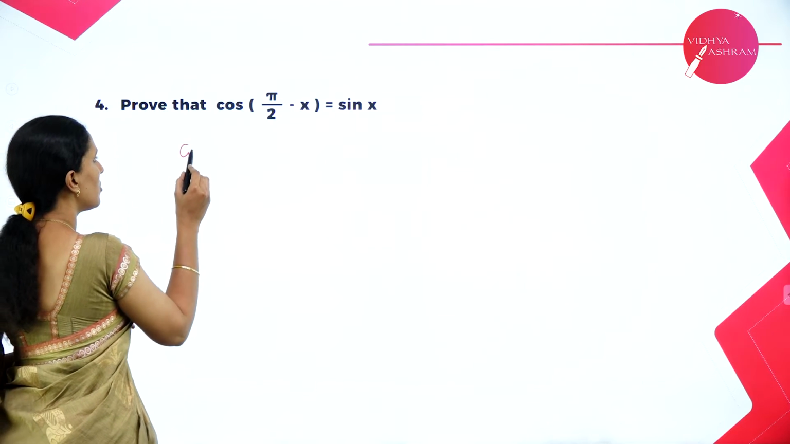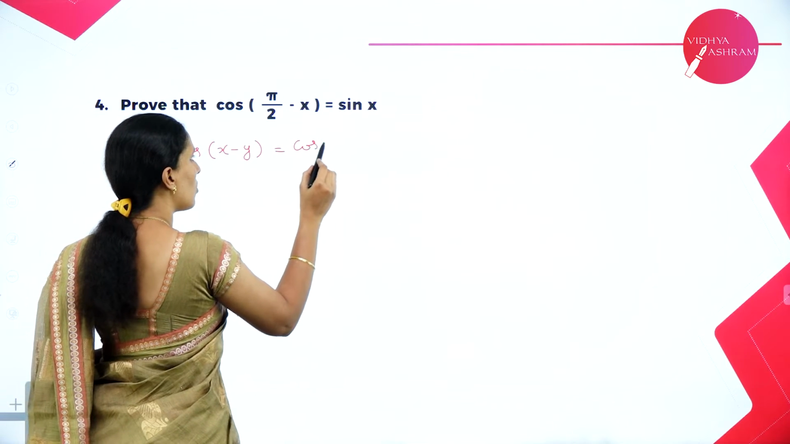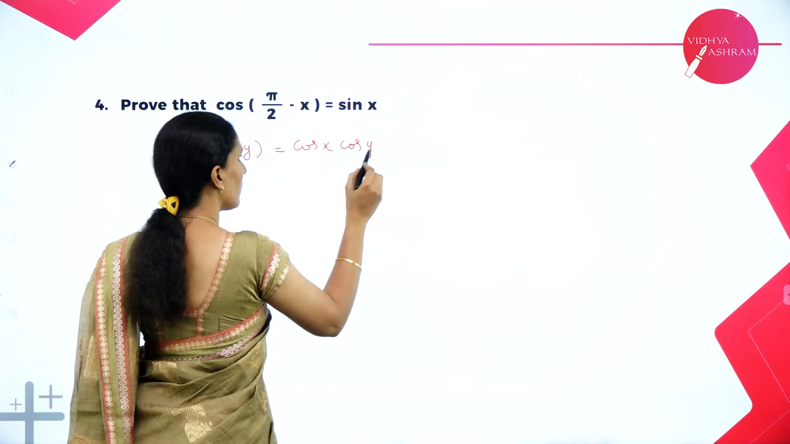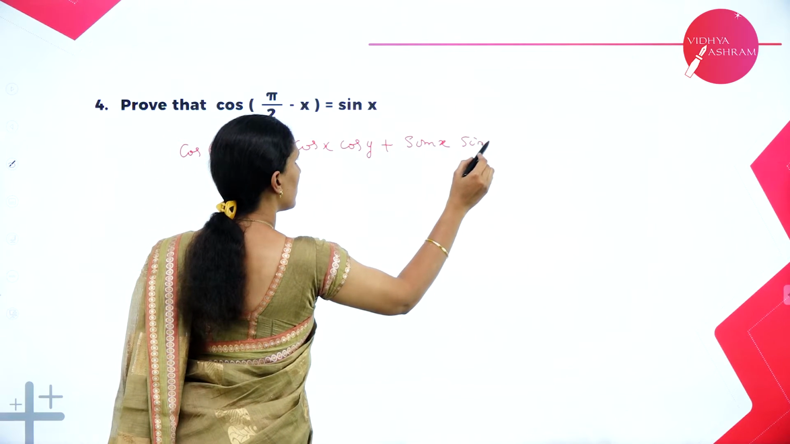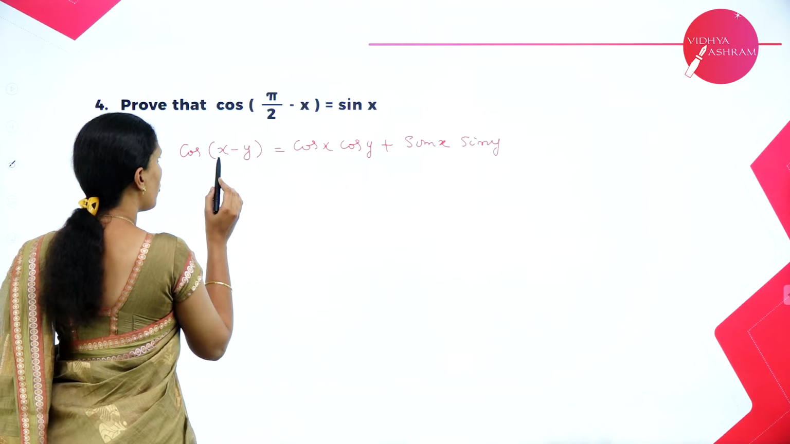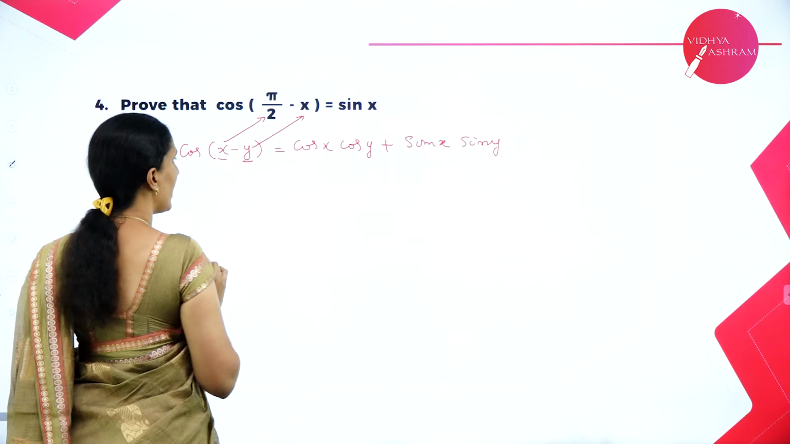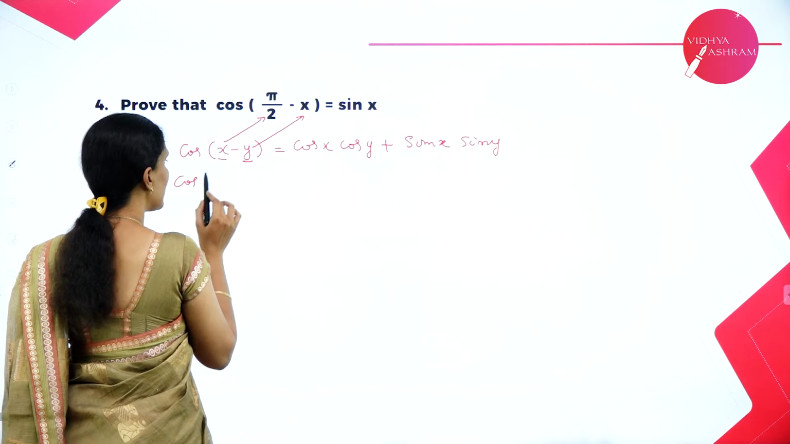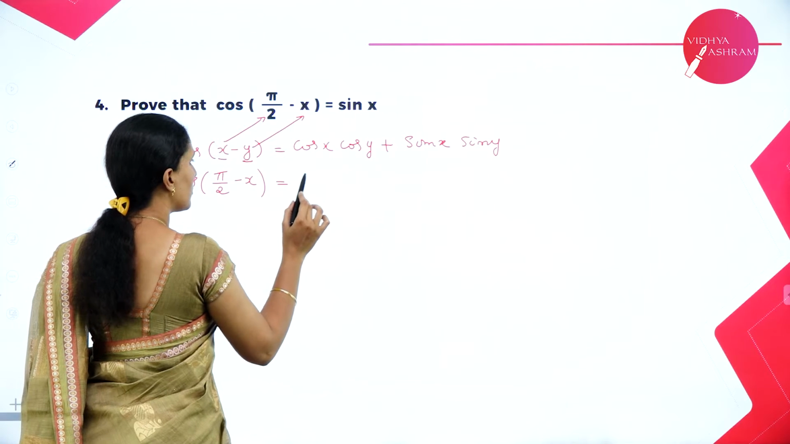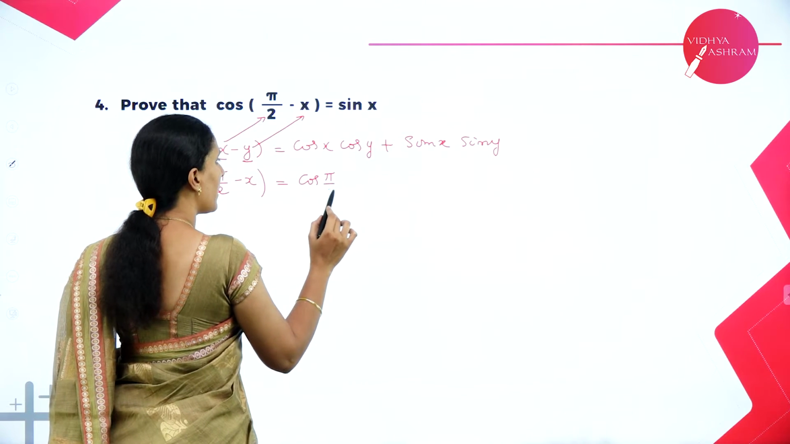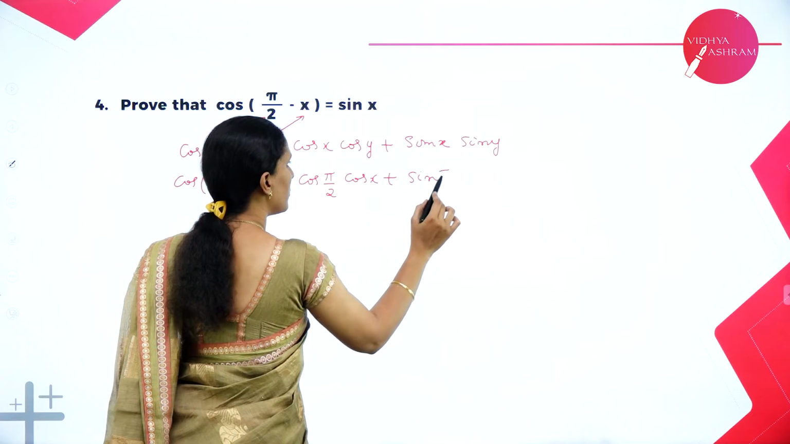So we know that cos(x minus y) is cos x cos y plus sin x sin y. In the place of x here you have pi by 2, and in the place of y you have x. So just replace the terms as pi by 2 and x. So we will get cos(pi/2) cos x plus sin(pi/2) sin x.